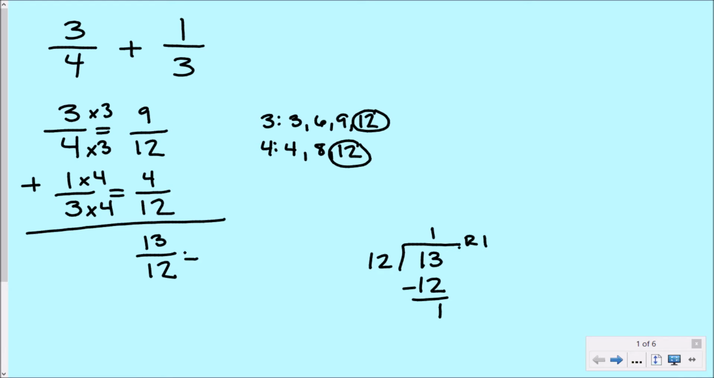Now, the parts of this division problem, you use them to write your mixed number. So there is one group of 12 in 13. So my whole number is going to be 1. Then I'll have 1 left over out of 12. So I'm going to write that as 1 over 12.